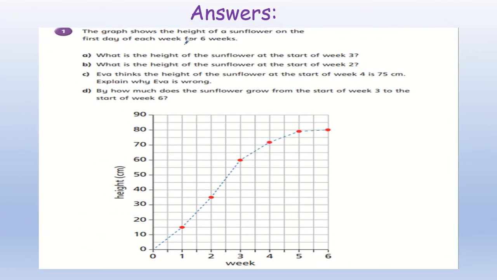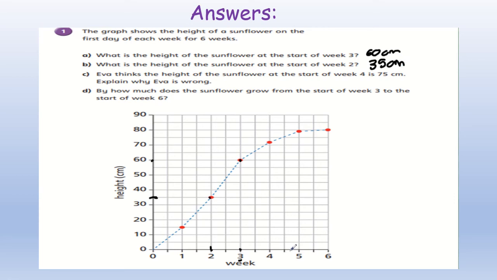Looking at the height of a sunflower over 6 weeks. The first question asks you for the height of the sunflower at the start of week 3. So we find week 3, follow it up till we hit the plotted point and follow it across. It would be 60 centimetres. At the start of week 2, it follows across to between the 2 points, halfway between 30 and 40. So that should be 35 centimetres. Excellent.